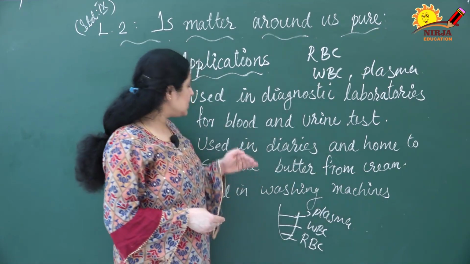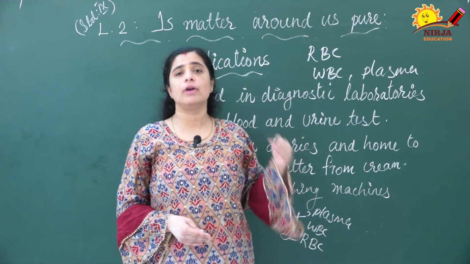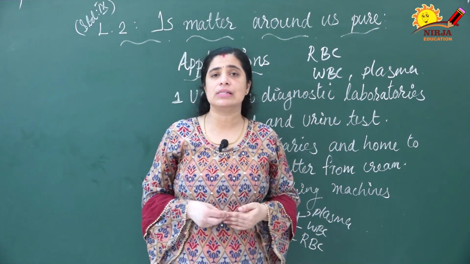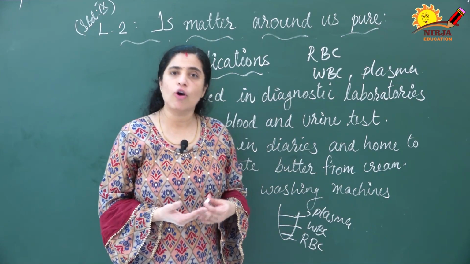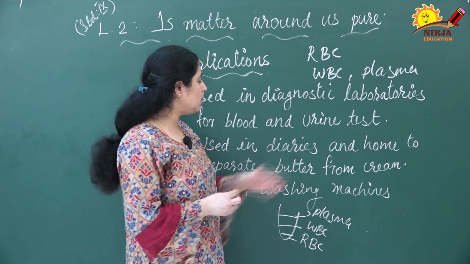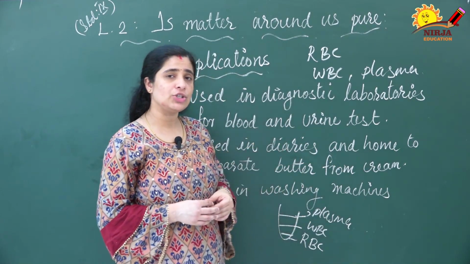The second one is that it is used in dairies and homes to separate butter from cream. Already we have discussed that one. The churning that we are using is also a different form of centrifugation. To separate butter from cream, we are using this centrifugation method.